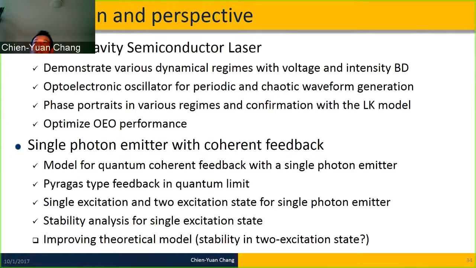And we want to see, we are hoping to see, in two or more higher excitation numbers, are we going to transition to quantum chaos, or maybe it's always stable? Okay, thank you. Yes, that's all.